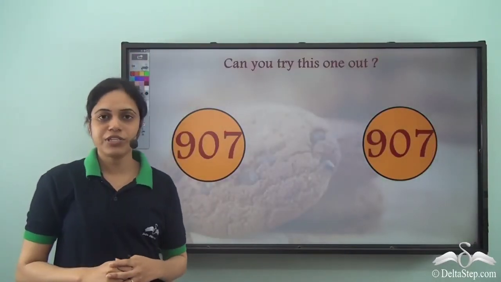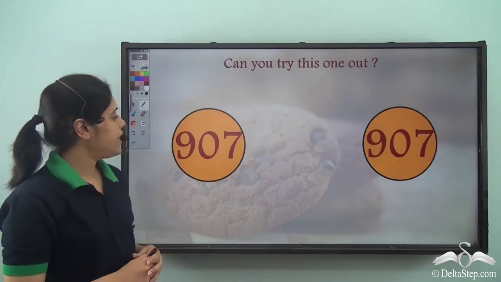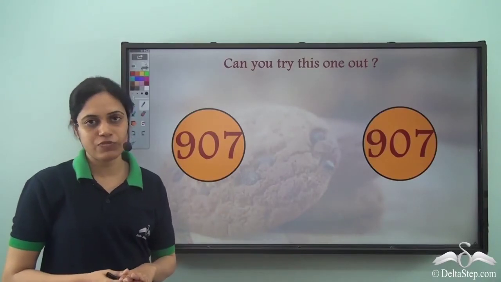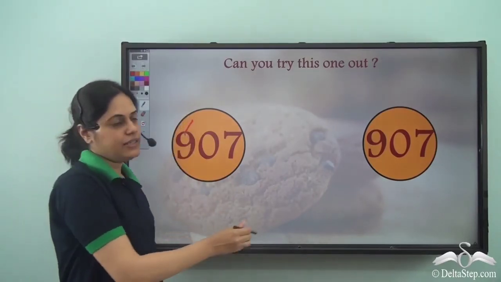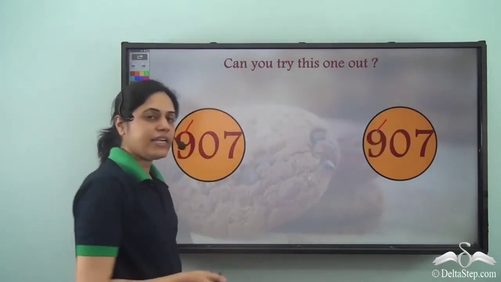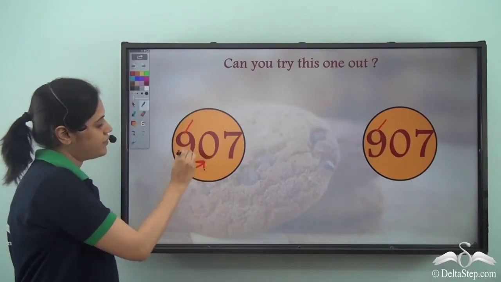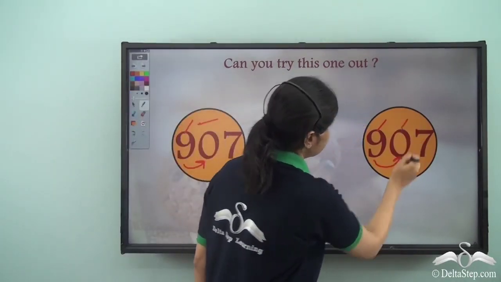Now can you try out this one on your own? Well, once again, we have two 3-digit numbers which we need to compare. The first digit is 9. The first digit is 9 here, which are the same. So I move to the next digit. So 0. I move to the next digit.